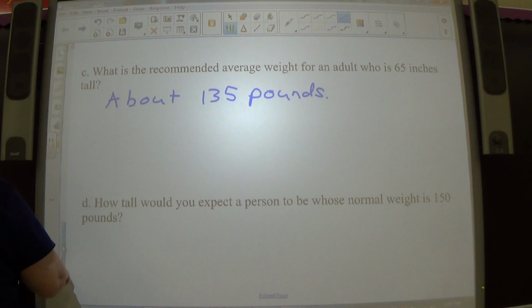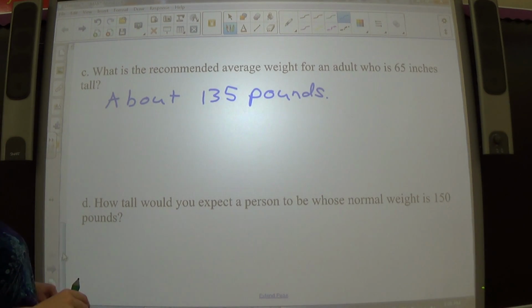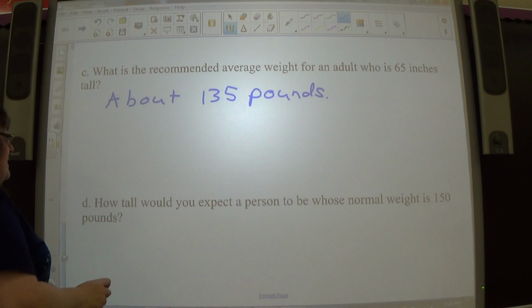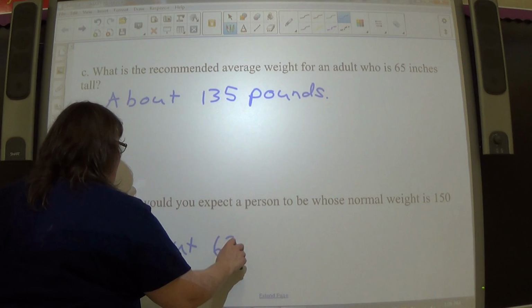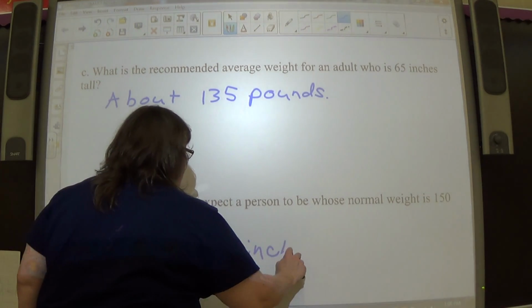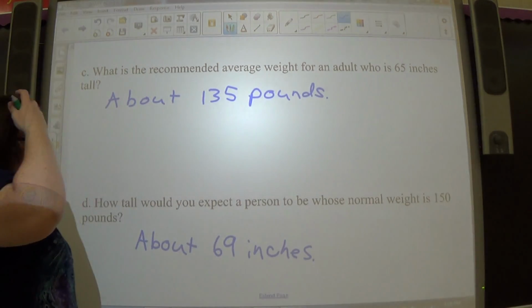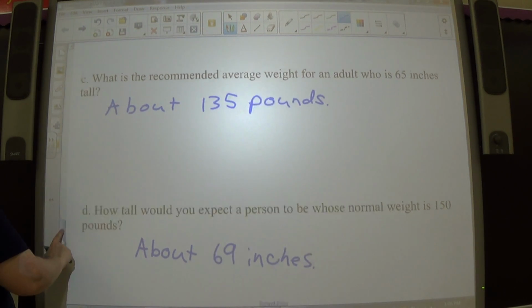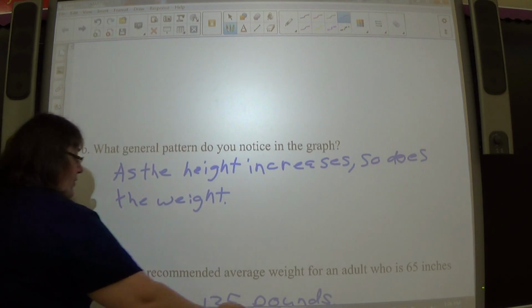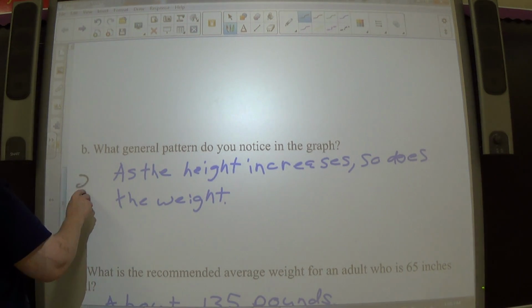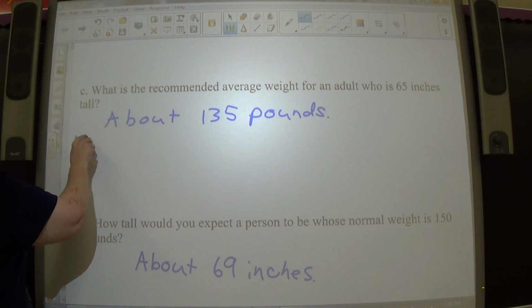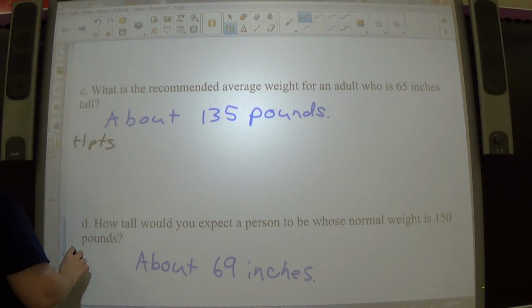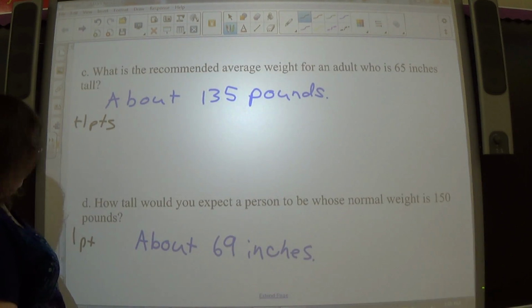Okay? Next, how tall would you expect a person whose normal weight is 150? It's actually supposed to be about 69 inches. Okay? Now, B was worth 2 points. C and D were worth 1 point. Okay? So if you got those wrong, make sure you get them.